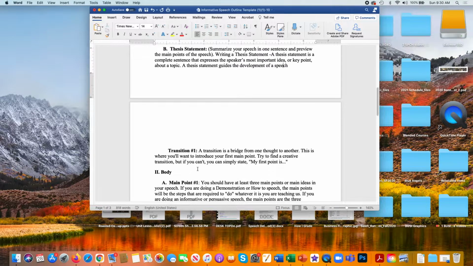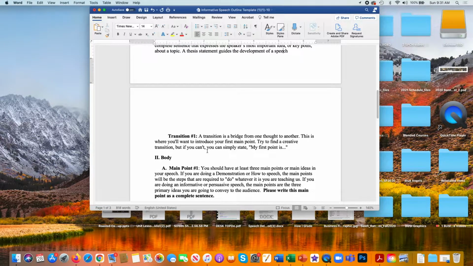And then I have here transition. Transitional words are very important because they allow your speech to flow smoothly and keep your audience on track. You never want to lose your audience, so that's why it's important to use transitional words. A transition is a bridge from one thought to another. This is where you'll want to introduce your first main point. Try to find a creative transition, but if you can't, you can simply state, my first point is.